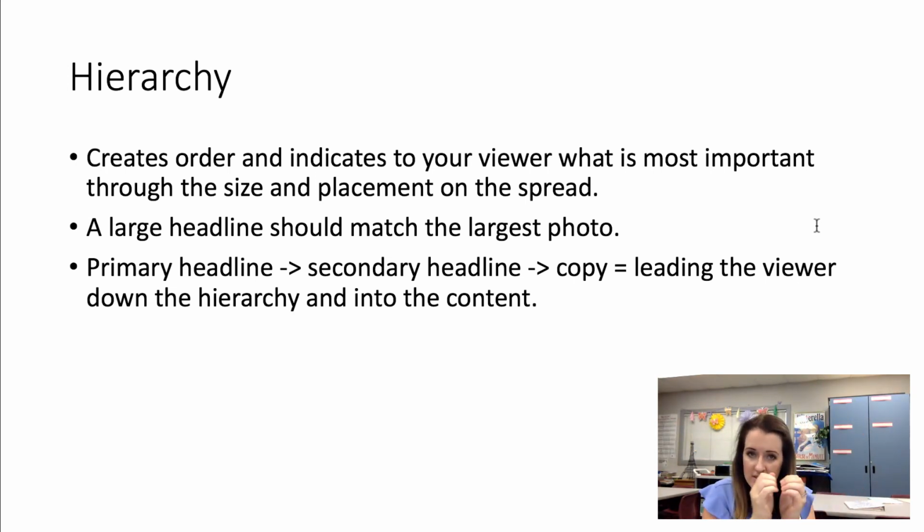Then should be your smaller and smaller and smaller and smaller to help your viewer understand what should they go to first, followed by next, followed by and so on. This creates a real sense of order for your spread. It helps guide your viewer. It gives them kind of instructions on what they should read first, second, third, that sort of thing. So one way we do this is by doing our primary headline nice and big, followed by a descriptive secondary headline to kind of progress your viewer down, and then that leads them into the copy.